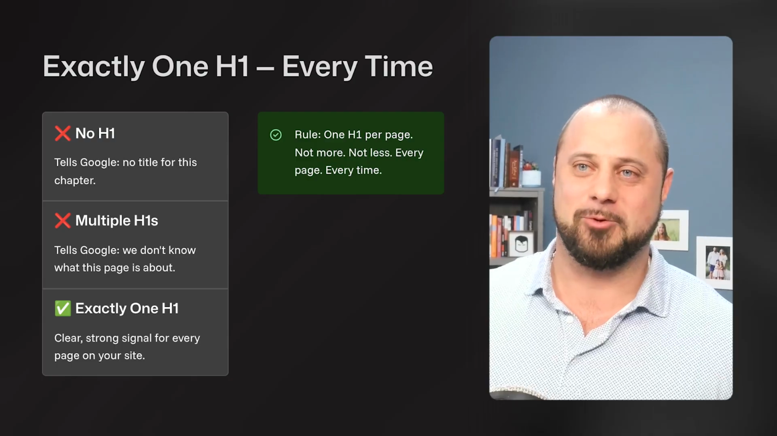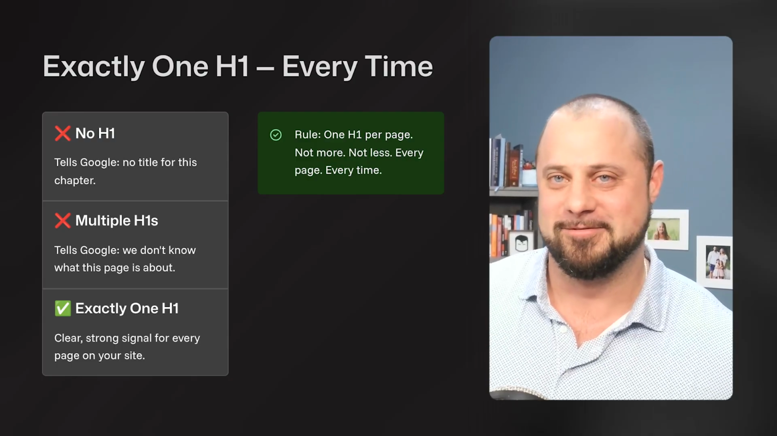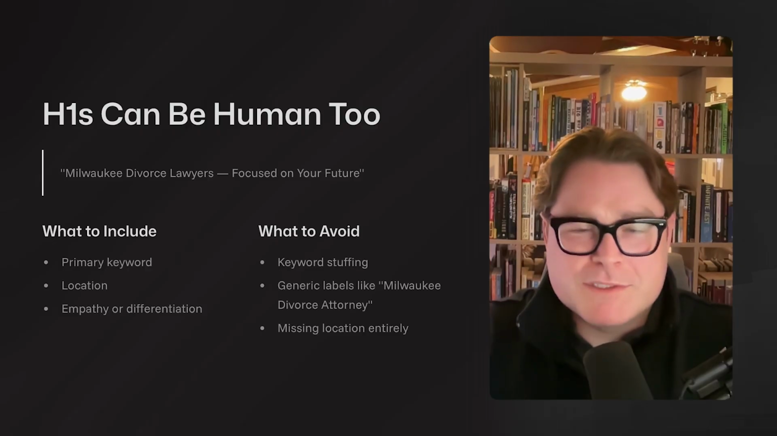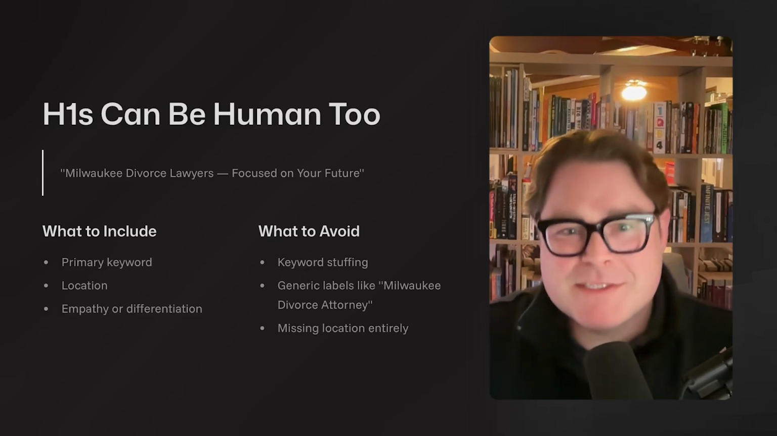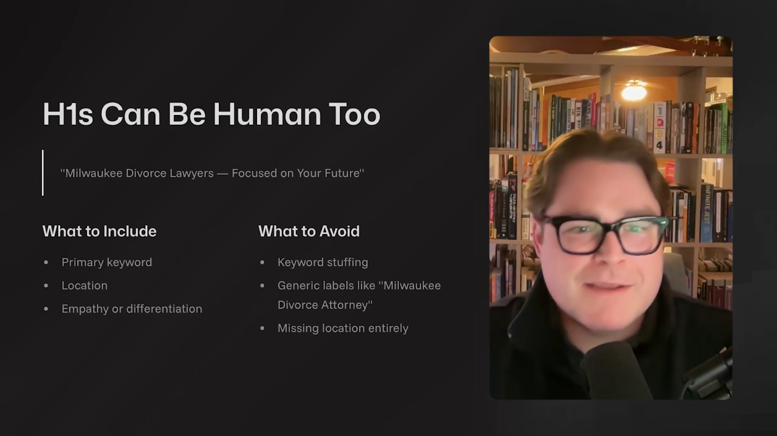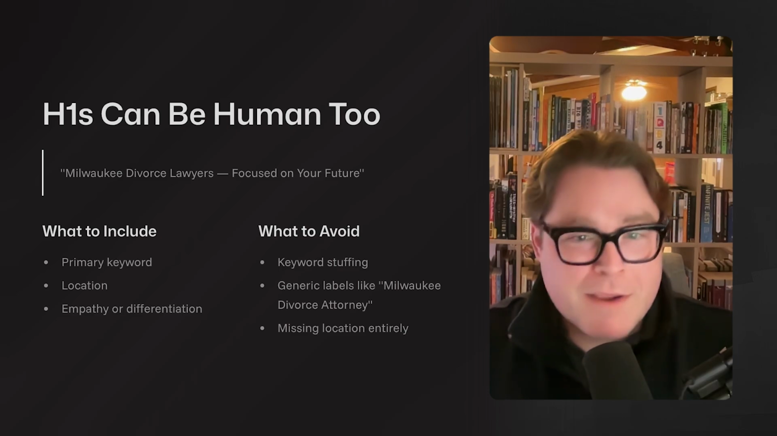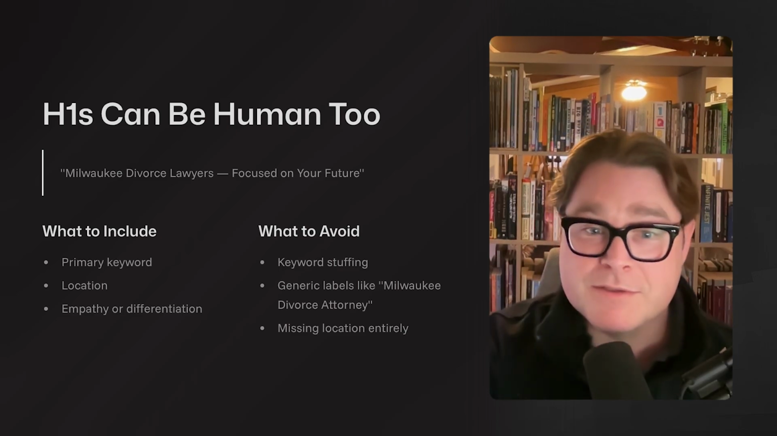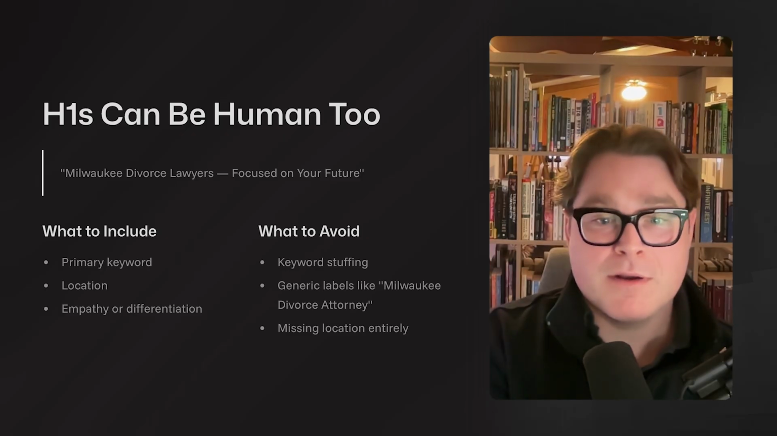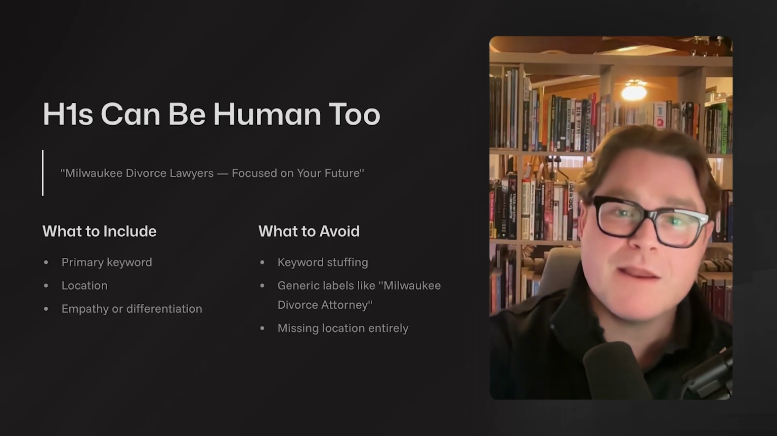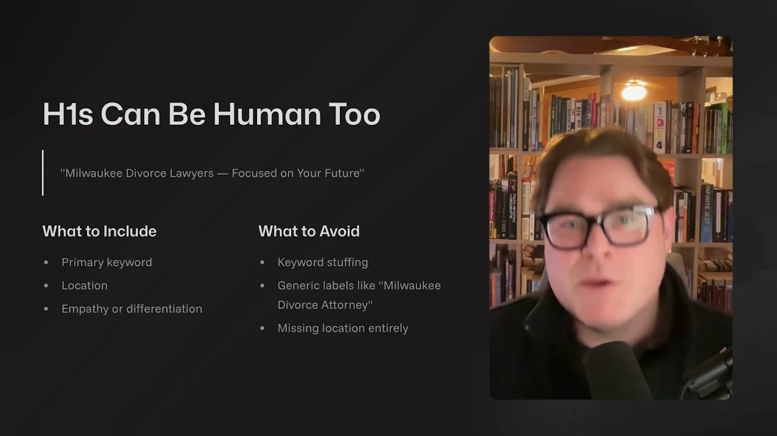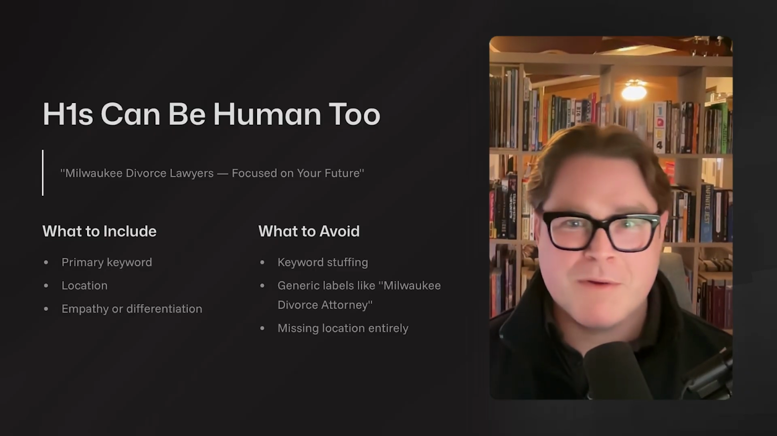You should have exactly one for each page on your site. And to speak to your question earlier, Tyler, on divorce lawyer, that isn't necessarily the page title you want for the heading. Maybe it's something like Milwaukee Divorce Lawyers Focused on Your Future. The primary keyword and location are present at the start of the title, but you can still communicate with a bit more empathy, or be more interesting than just Milwaukee divorce attorney.